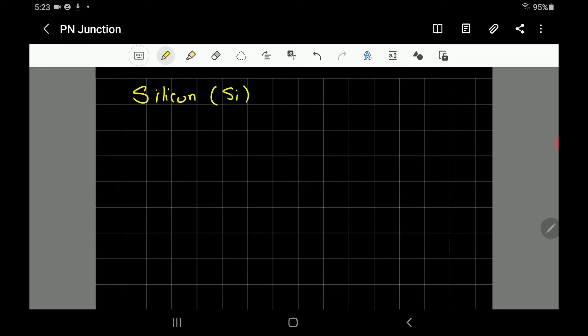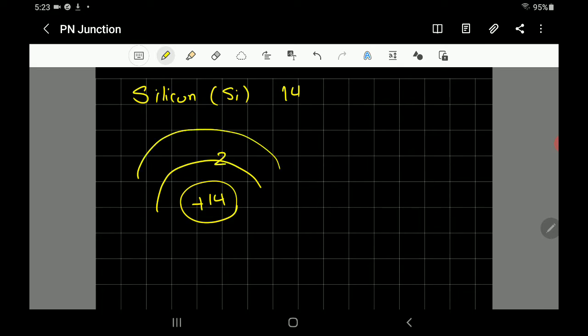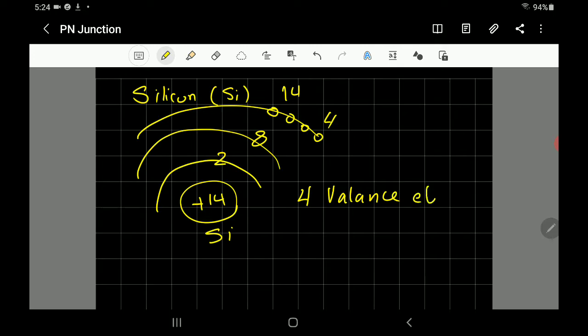Silicon has atomic number equal to 14. It means it has 14 protons and 14 electrons. The 14 electrons will be distributed around the orbits. The first one will have 2 electrons, the second orbit will have 8 electrons, and the last one will have 4 electrons. The last 4 electrons are called valence electrons. So silicon material has 4 valence electrons.